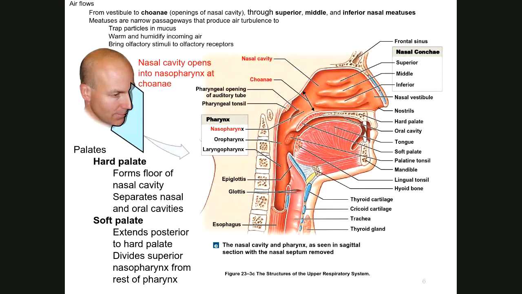The floor of the nasal cavity is made of the hard palate. You see, this is the hard palate that separates the nose from the mouth. It is extended by the soft palate. The further you go in, the softer it gets. It separates the nasopharynx from the rest of the pharynx.